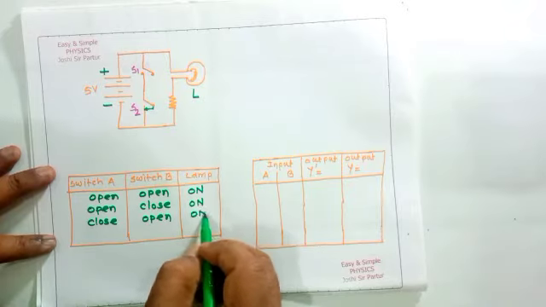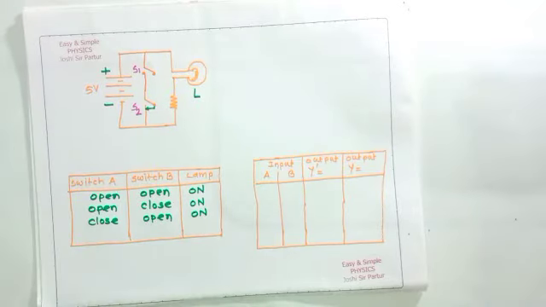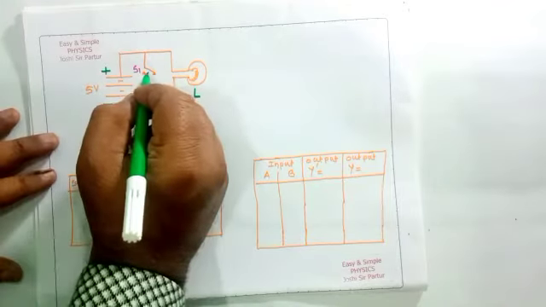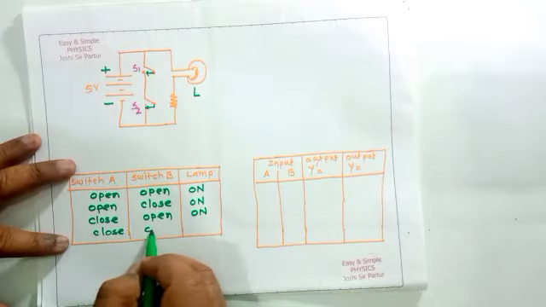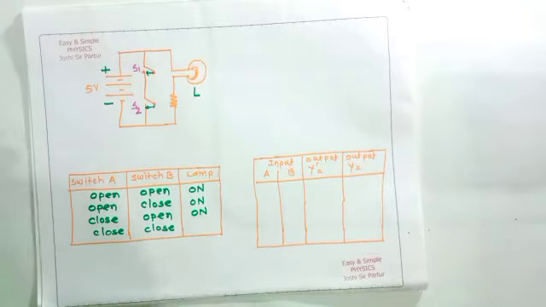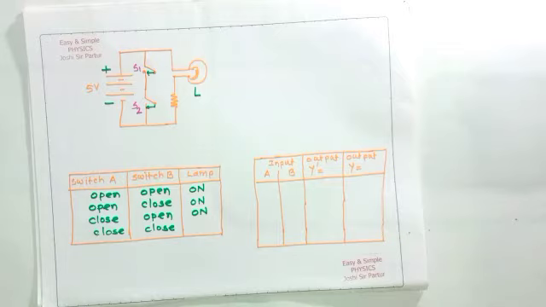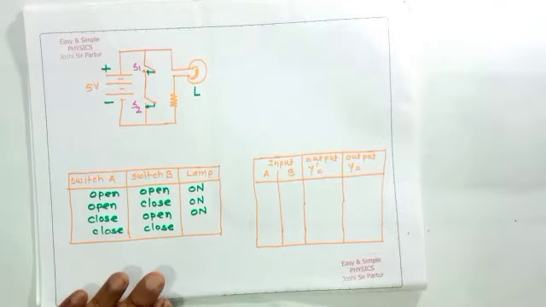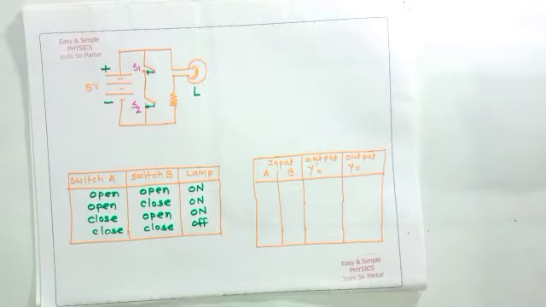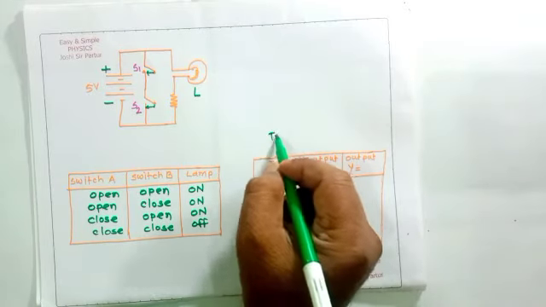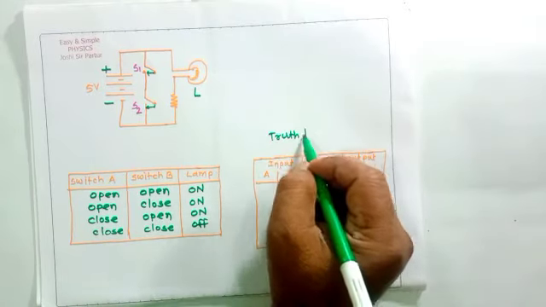Then the lamp glows, it shows on mode. When both switches are closed, the lamp will not glow and it shows off mode. By using this switch circuit, we can verify the truth table.